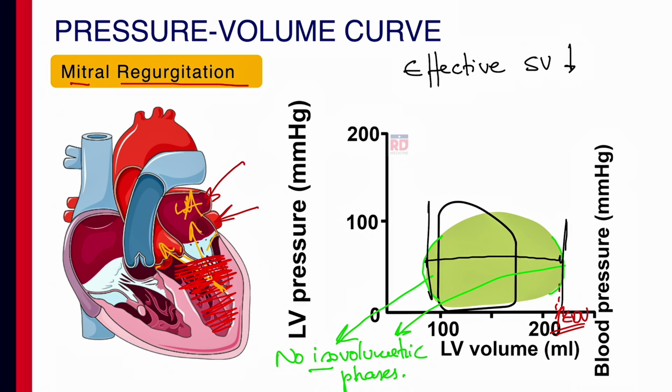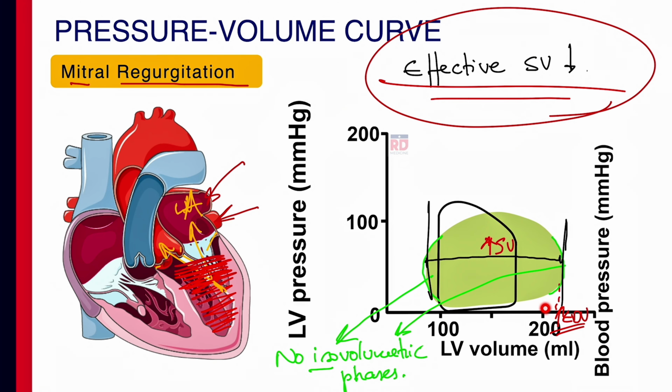Now let's sum it up. In mitral regurgitation, we have increased end-diastolic volume due to volume returning from both the left atrium and pulmonary circulation. We have increased total stroke volume, but effective forward stroke volume is reduced. No true isovolumetric phases. Both contraction and relaxation are disrupted. Wider slanted loop, typical of volume overload, and it leads to eccentric hypertrophy over time. Okay? So this is a classic example of a volume overload lesion. And just like aortic regurgitation, over time the ventricle dilates in response.